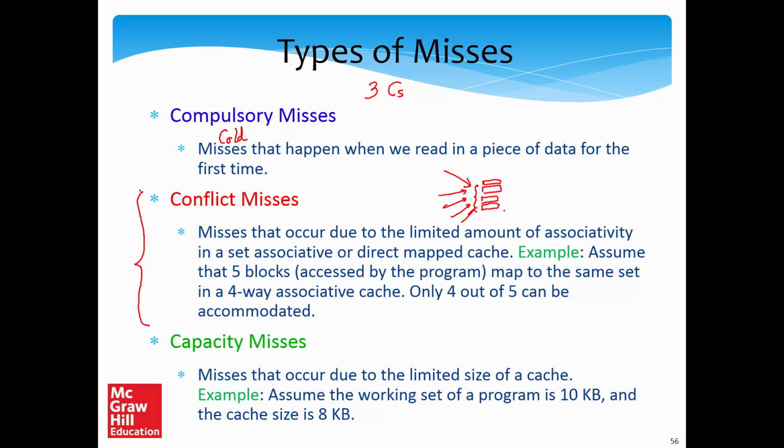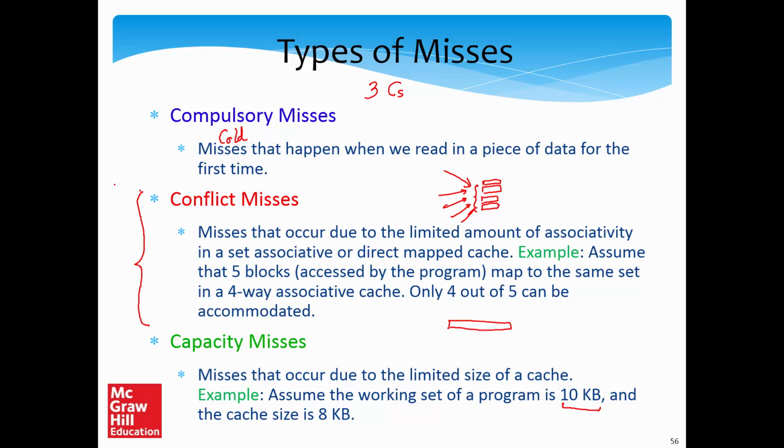The last category of misses are capacity misses. Assume that the working set of a program is 10 kilobytes and the size of the cache is 8 kilobytes. In this case, the entire working set will not fit. Assume that there is a 10 kilobyte long array and we are doing a lot of operations on that array, but our cache is only 8 kilobytes. So the entire array will not fit, and as a result, we'll have a lot of cache misses. This is called a capacity miss.